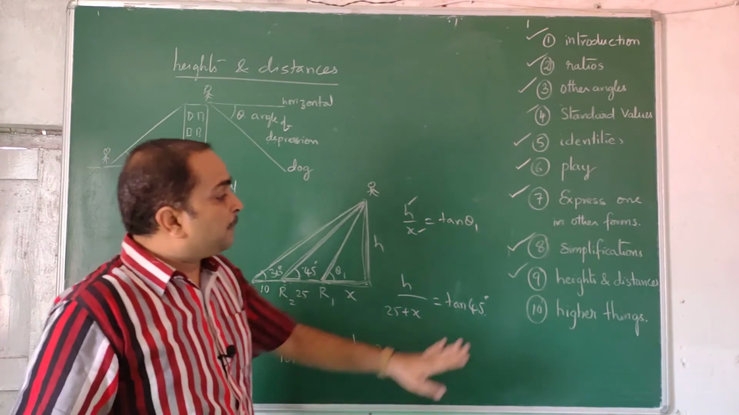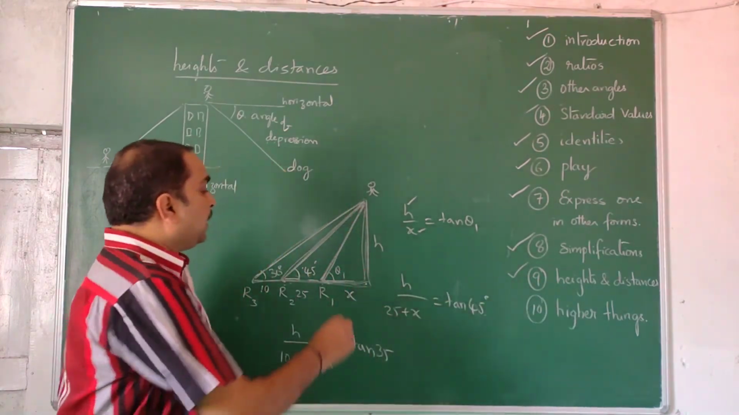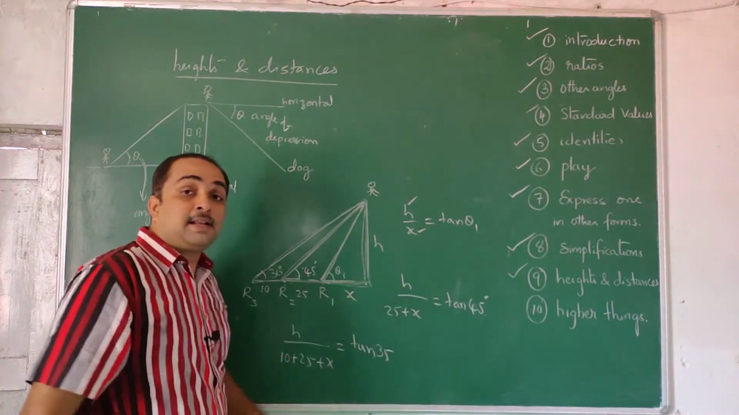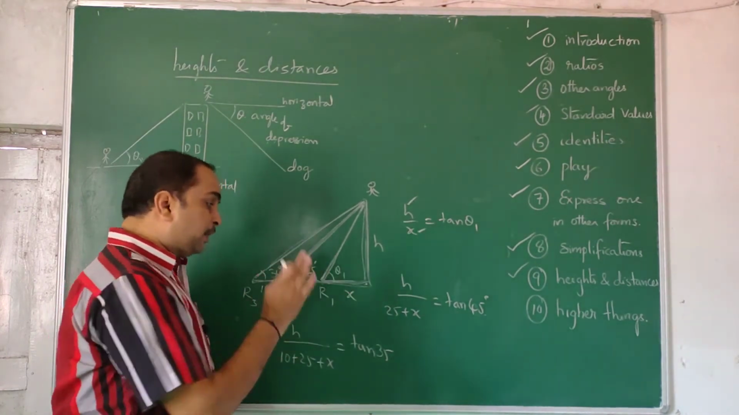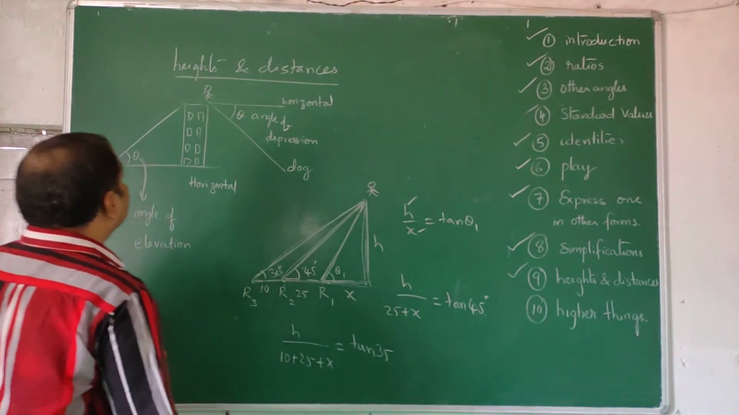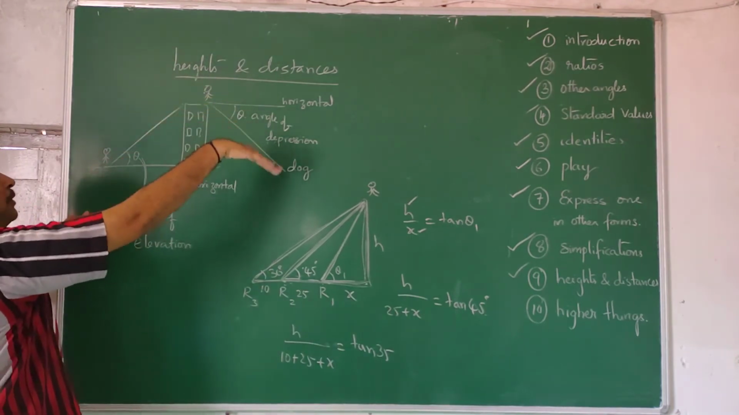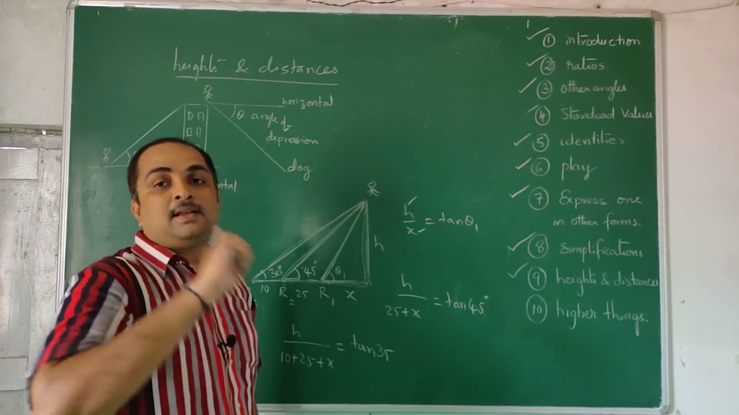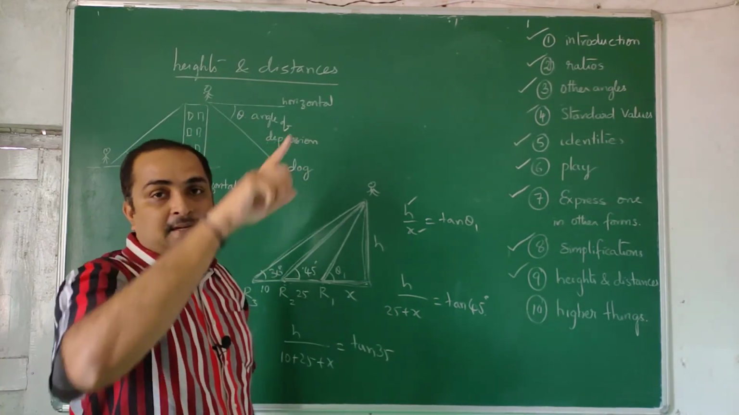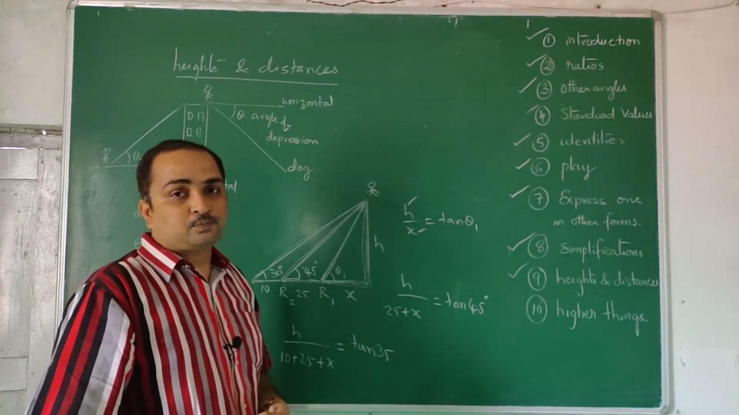Simple logic, heights and distances. Angles are related to sides in a right angle triangle. Even for other triangles it is there, but presently you can do it like that. Two points: angle of elevation and angle of depression are both measured with respect to horizontal. Once you know the angle, sides are linked. Once you know the sides, angles are linked.